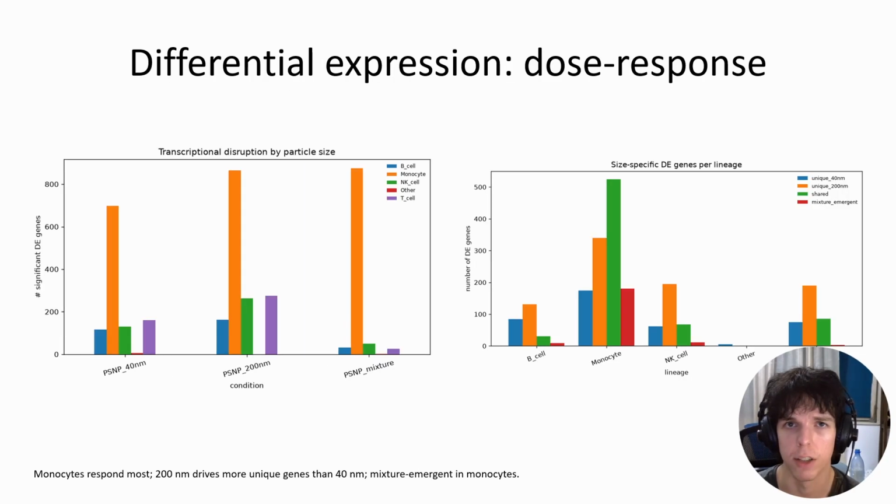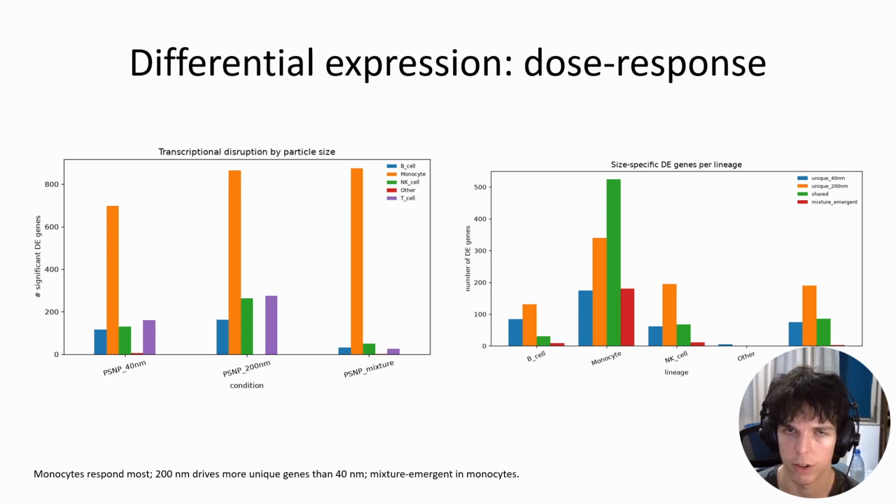The fifth stage asks which genes actually change on exposure within each cell type. In both bar charts, bar height is the number of genes that significantly changed. The left chart groups by condition, colored by cell type. The orange monocyte bars tower over everything because monocytes eat and clear foreign particles, which is plastic in this case. And the 200 nanometer bar beats the 40 nanometer one, so bigger particles, bigger response.